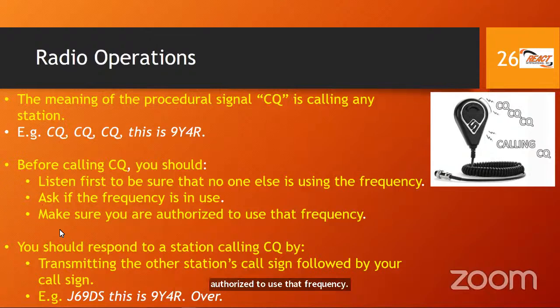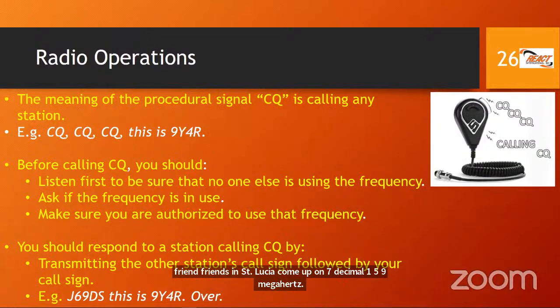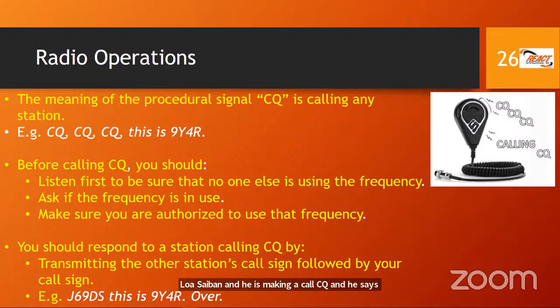So when someone calls CQ and we have heard that call and we would like to respond, there's a way that we respond. So let's say my good friend Franz in St. Lucia has come up on 7.159 megahertz lower sideband, and he is making a call CQ. He says something like CQ, CQ, CQ. This is Juliet 69 Delta Sierra.